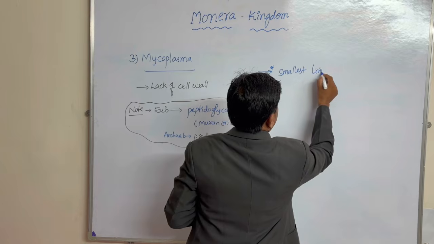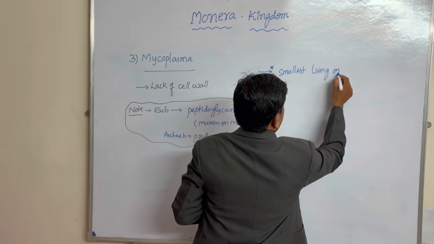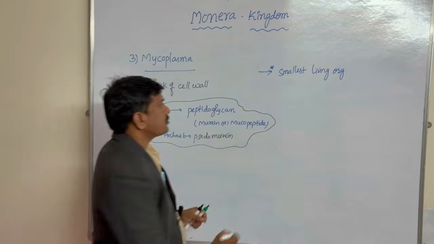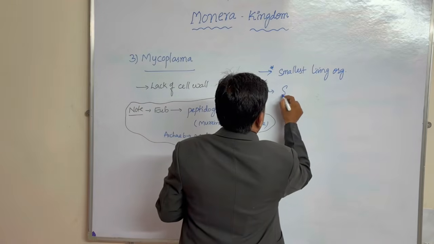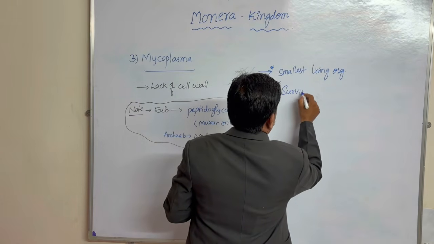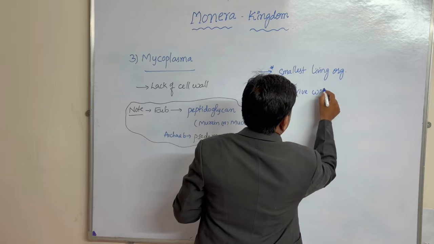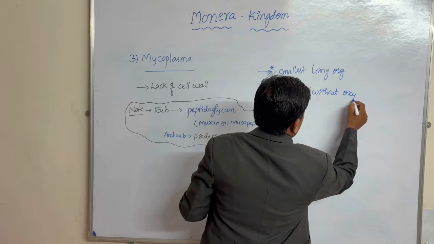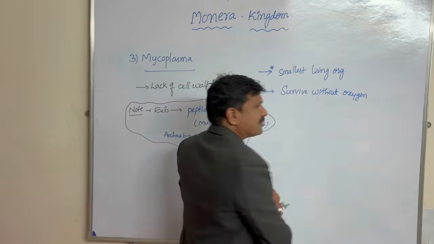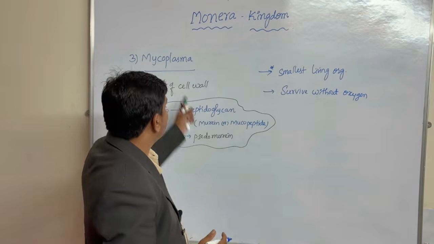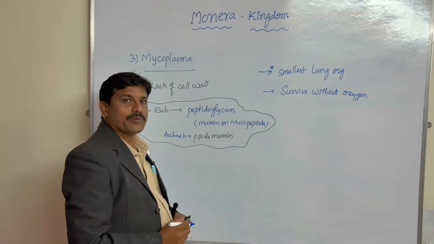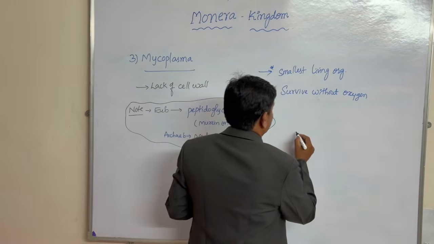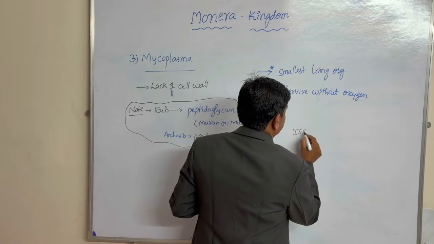The smallest living organism is Mycoplasma, and it can survive without oxygen also. Without oxygen they will survive, right? And Mycoplasma may cause different types of disease. What type of diseases? Let me discuss.